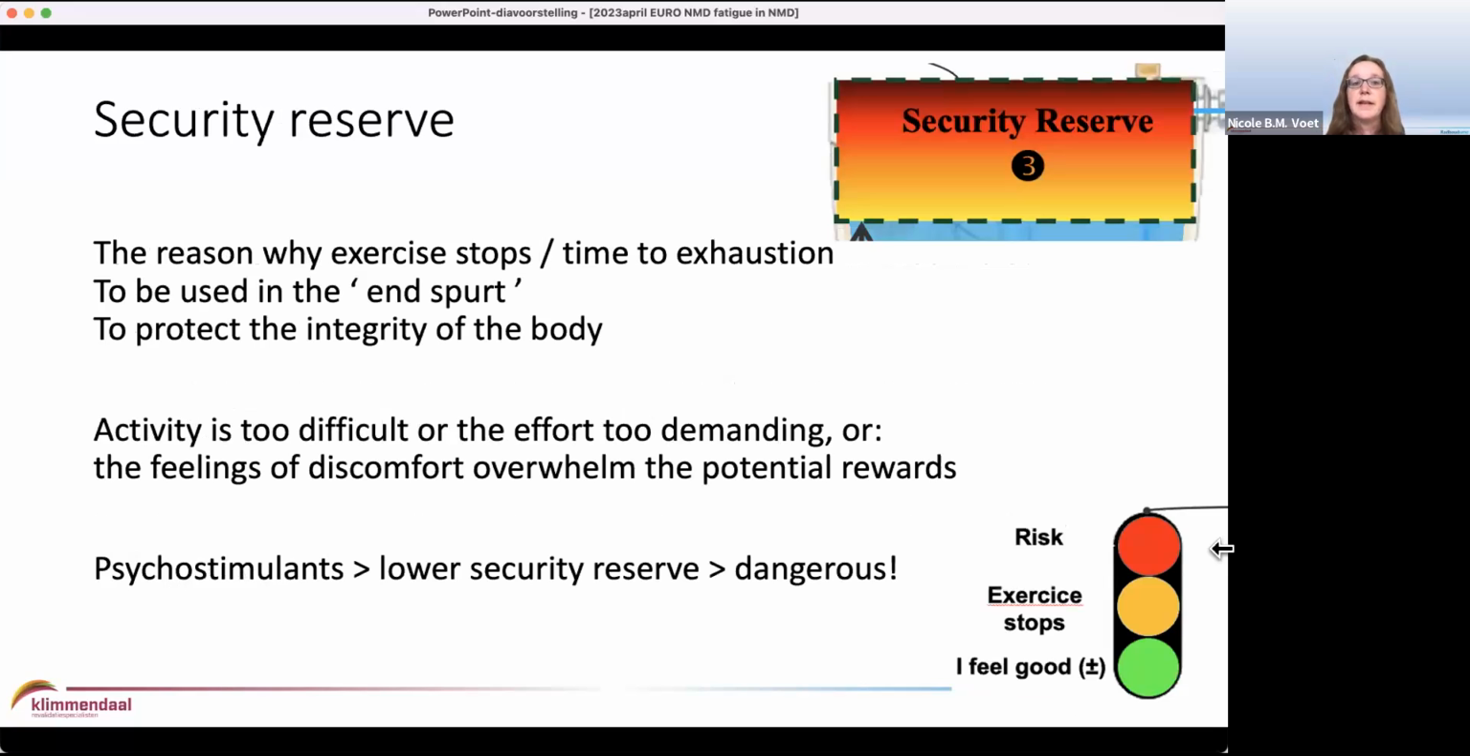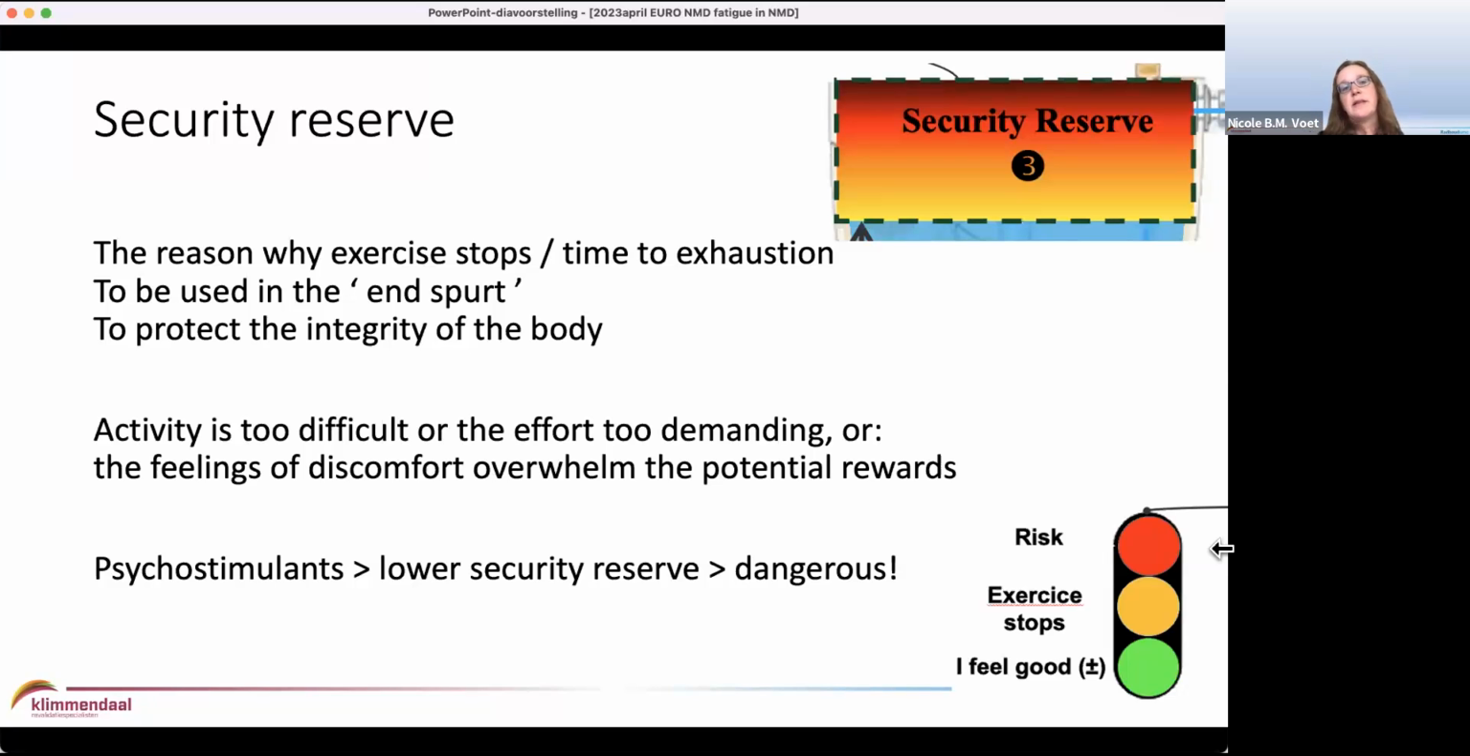Then the last one, maybe the most important one, is the security reserve in the water tank. That's the reason why exercise stops. When the rate of perceived exertion is at a certain level, it's time to stop. It's the time to exhaustion. But sometimes you can use the security reserve. Top athletes use it in the end spurt, but don't use it every day, because it's a kind of protection to protect the integrity of the body. And when you use it every day, there's a high risk that you damage the integrity of the body.